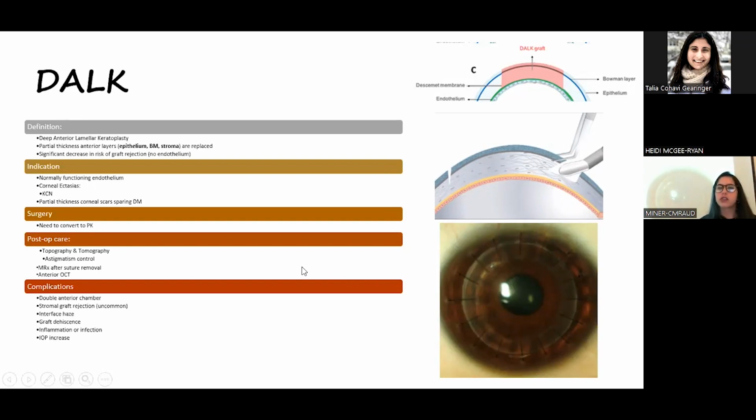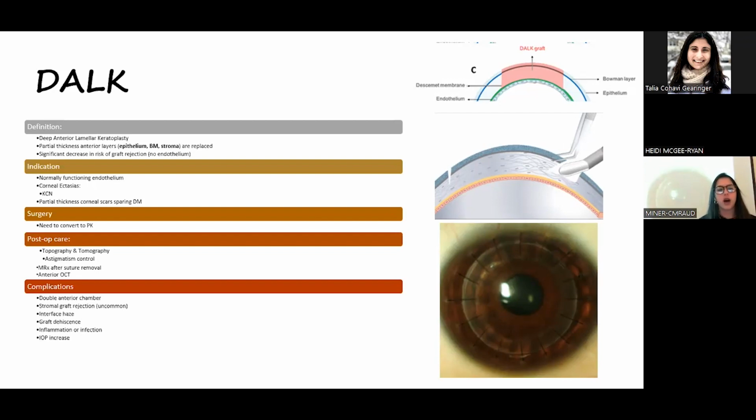So post-op care is very similar to the PK, doing topography and tomography just to follow up the astigmatism and be able to remove the sutures when suited, following that astigmatism as well, and doing a refraction. In this case, the anterior segment OCT is also very important because it allows us to see if there's any space between the donor and the patient's cornea. If there's any space, sometimes the patient needs to go back to the OR to remove anything in the interface and be able to place that transplant back.